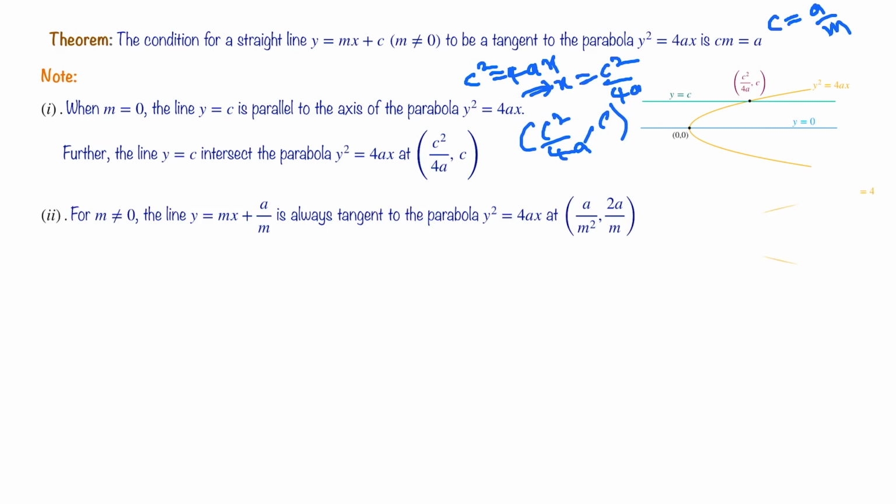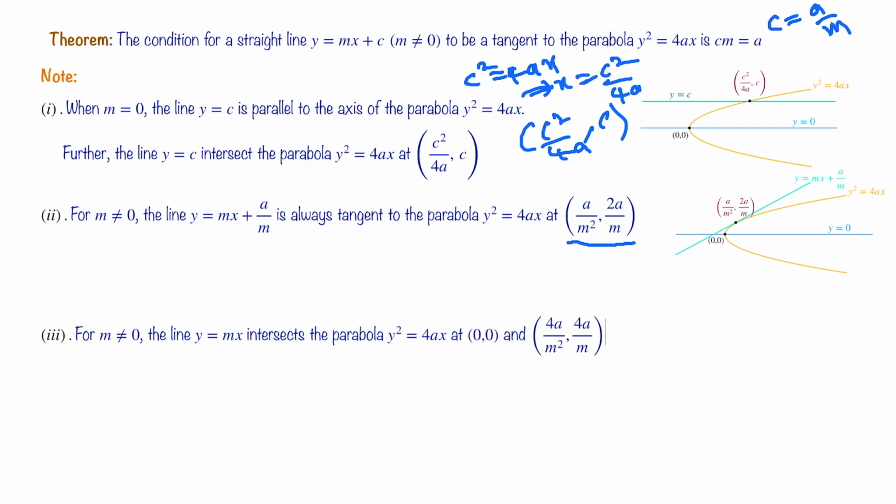Next, for m not equal to 0, the line y equal to mx plus a by m is always tangent to the parabola y square equal to 4ax at a by m square comma 2a by m. From the theorem, we can say that when c equal to a by m, the line y equal to mx plus c will be a tangent. So y equal to mx plus a by m is always tangent to the parabola y square equal to 4ax. And we have already seen the point of contact is a by m square comma 2a by m. Okay, fine.